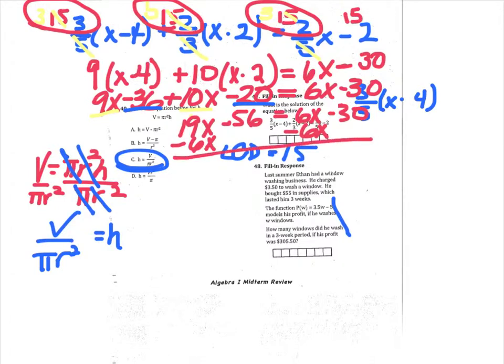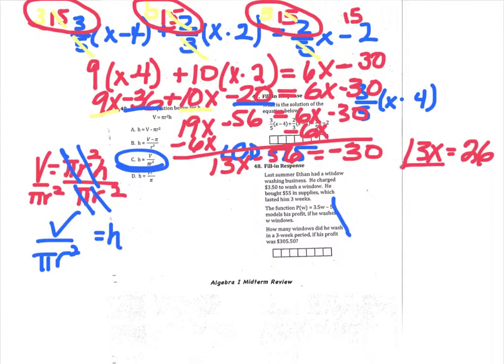And that gives me 19x minus 6x gives 13x minus 56. I'm going to try not to write on our next problem. Equals negative 30. And now I would add 56 to both sides. So that'll give me 13x. And I get negative 30 plus 56, so that's going to give positive 26. Divide both sides by 13. And x is equal to 2.